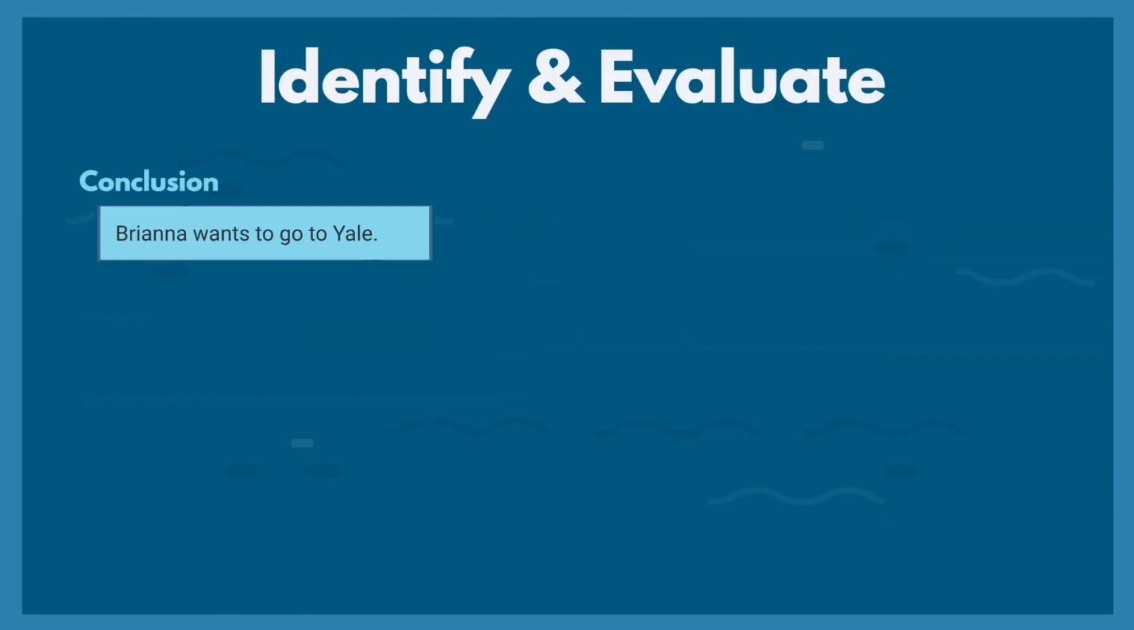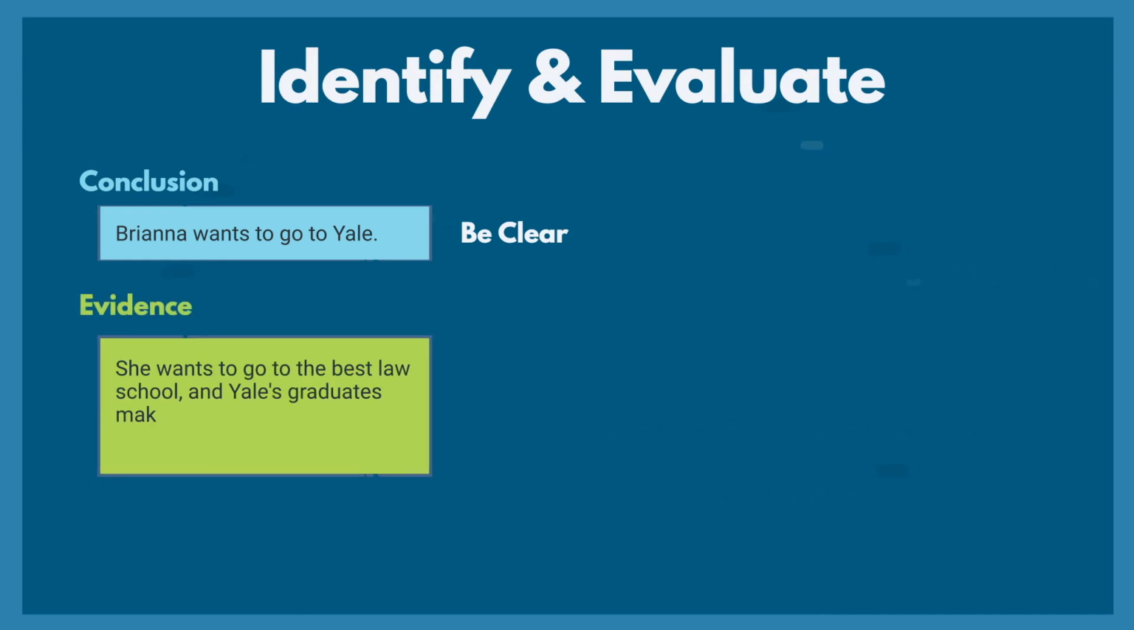Once we've identified the conclusion, we want to be super clear about what it is we're arguing about. Does she or doesn't she want to go to Yale? Once we've read the evidence, we want to be charitable to the author and think, how was she trying to make her case? That actually helps us better understand what the argument really is trying to say.